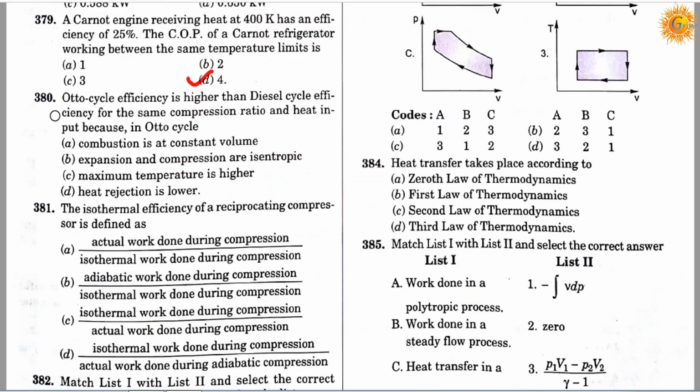Question number 380. Otto cycle efficiency is higher than diesel cycle efficiency for the same compression ratio and heat input because in Otto cycle, option A, combustion is at constant volume, option B, expansion and compression are isentropic, option C, maximum temperature is higher, option D, heat rejection is lower. So the correct answer is D, heat rejection is lower.